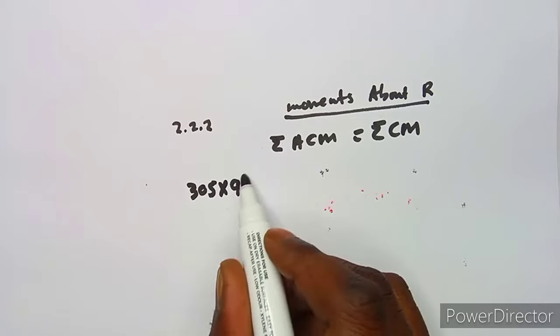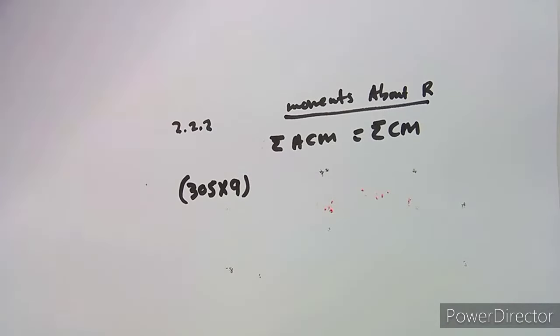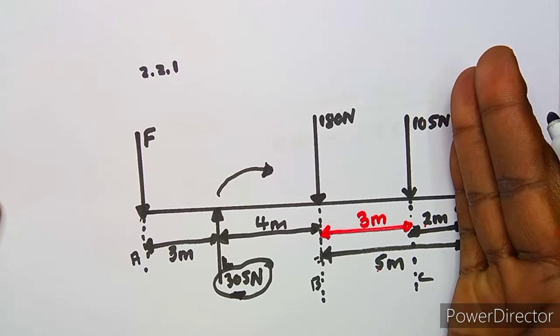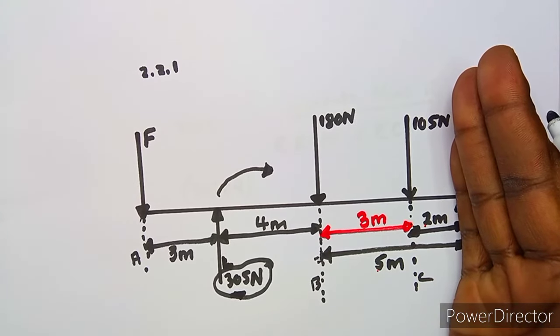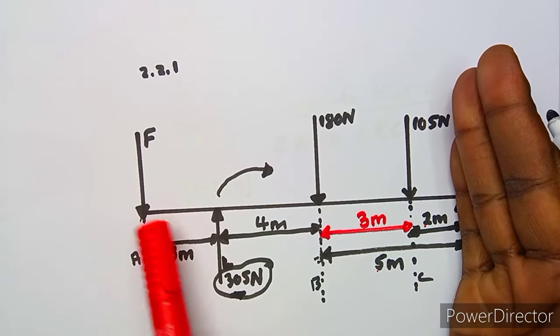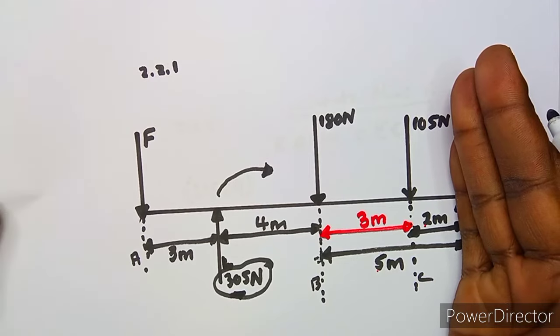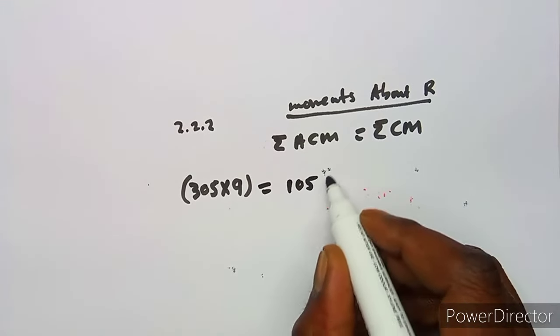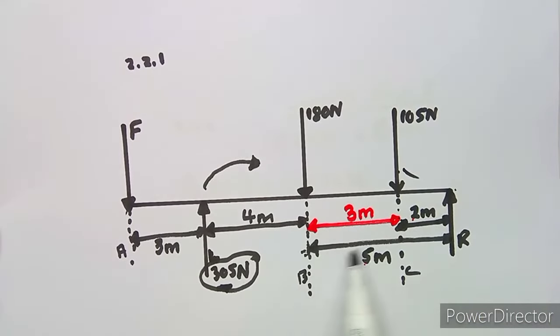Do we have anything else on the anti-clockwise side of R? This is our R here, because we are taking moments about R. We only have this one. All these are moving this way, which is clockwise. So we do not have any other anti-clockwise ones. We are going to take these clockwise, which is 105 back to R here. There's a distance of 2 meters, so it's 105 times 2, plus 180 times, there's a distance here of 5. So it's 180 times 5.